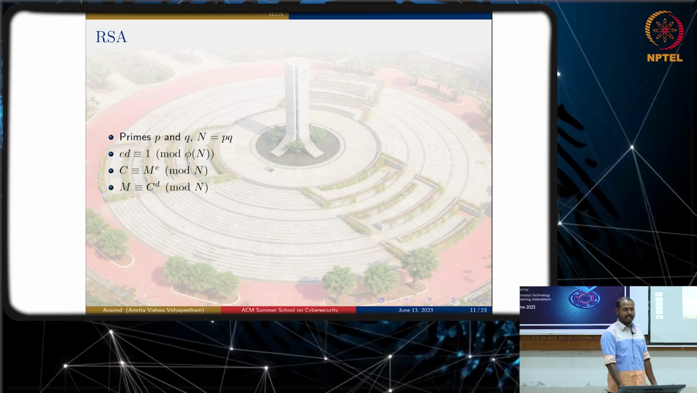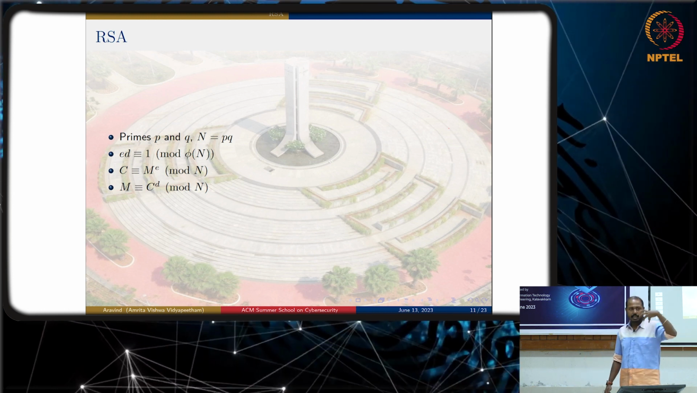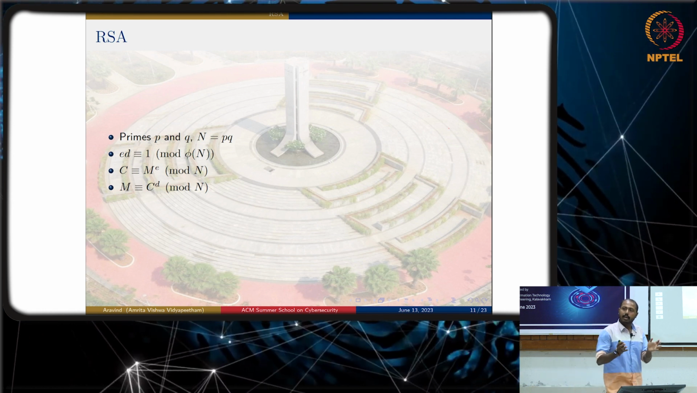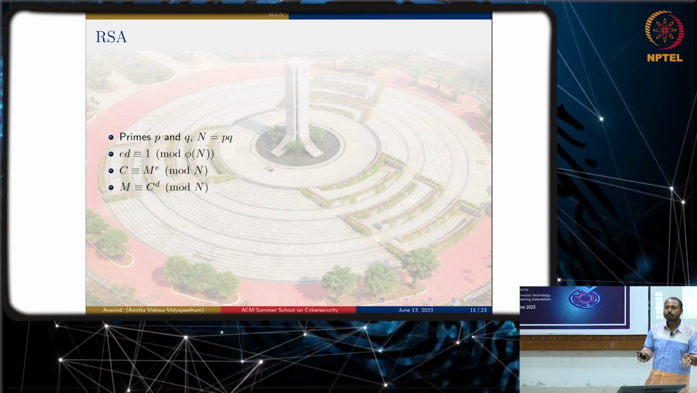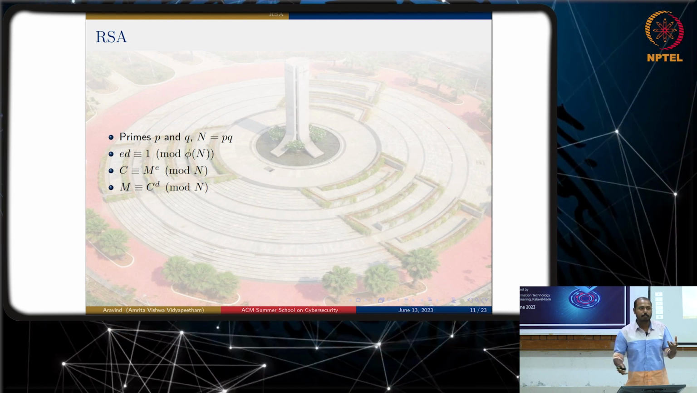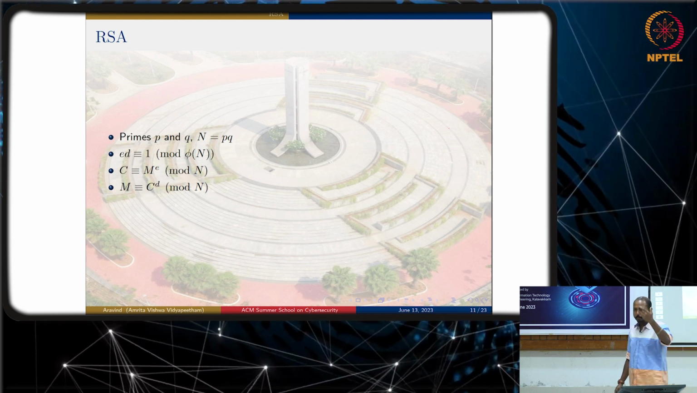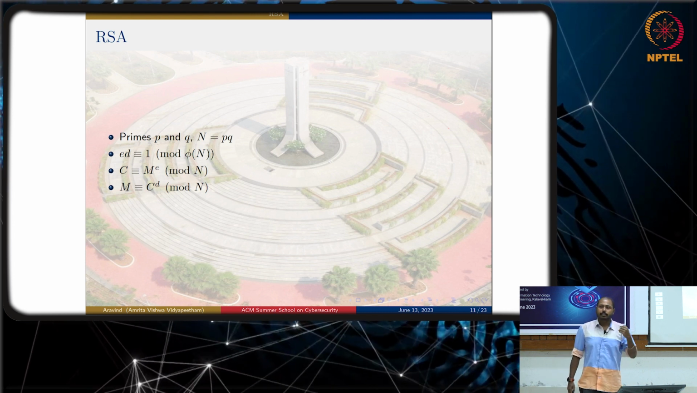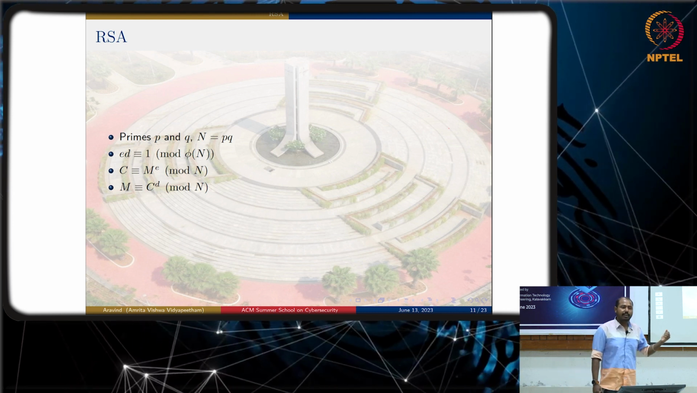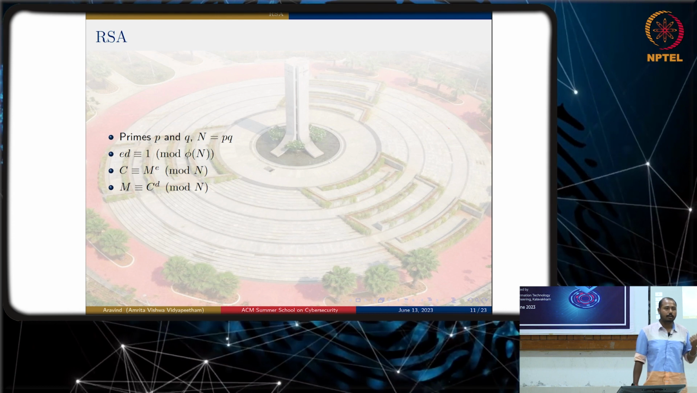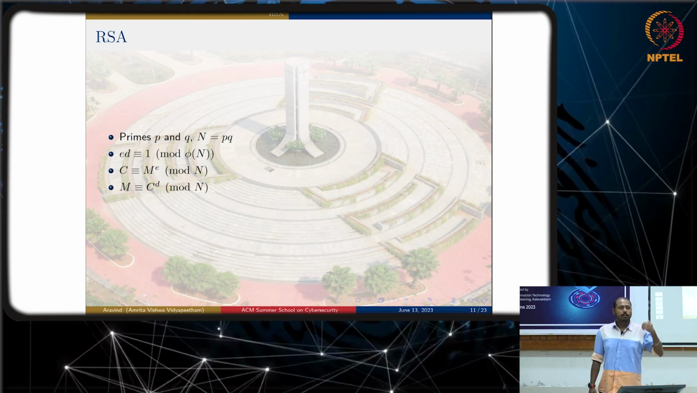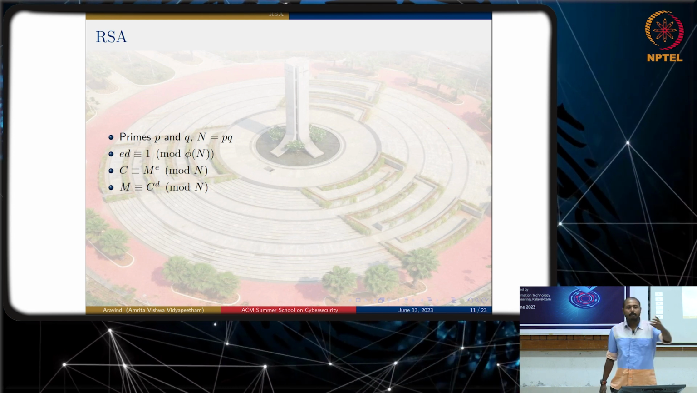We will choose a message M. We have to embed this M as an element of Zn. So we will embed that message into an element of Zn, that is capital M. Then what we will do is take M power E modulo n. That will be our ciphertext.